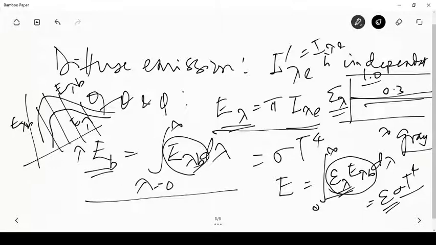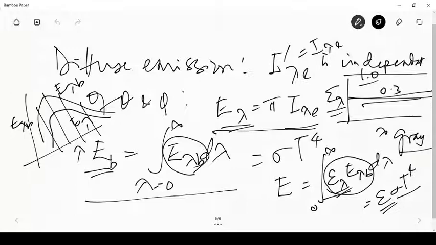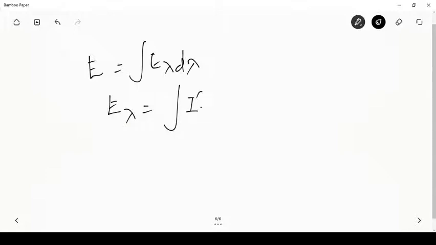Otherwise, the quantity E that we just wrote is equal to integral of E lambda d lambda. Okay, and this E lambda itself is an integral of I prime lambda E, multiplied over cos theta sin theta d theta d phi.